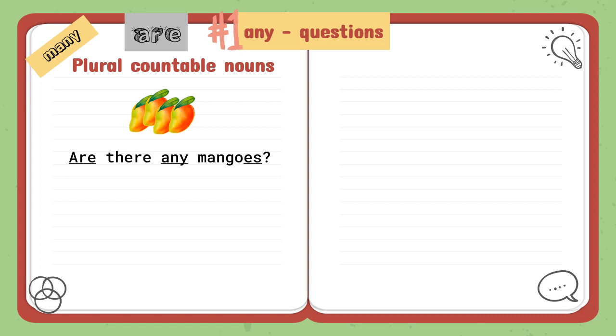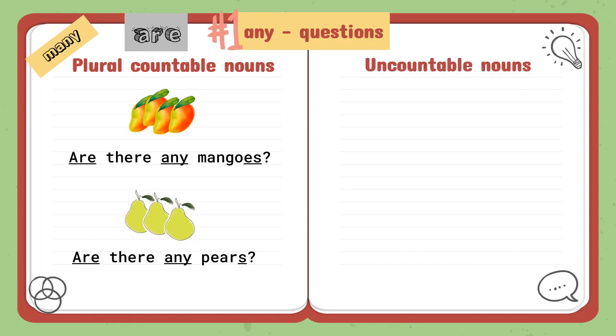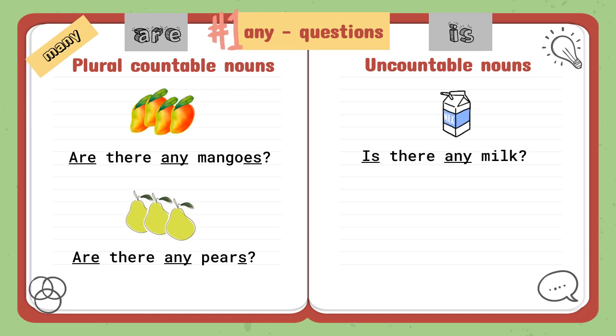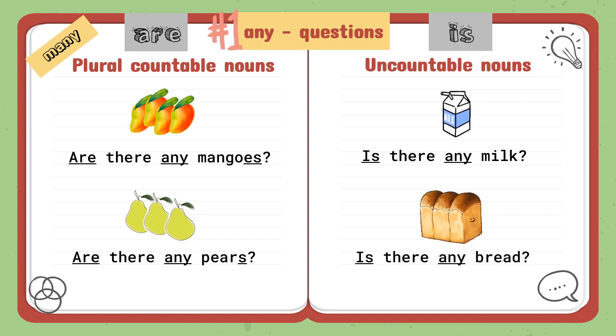Are there any mangoes? Mangoes, there are lots of them. Plural, so with es at the back. Are there any mangoes? Next, are there any pears? Pears, many, right? Now, for the next one, we have uncountable nouns. For uncountable nouns, we will use the verb is. Alright, very good. Milk. Is there any milk? Bread. Is there any bread?